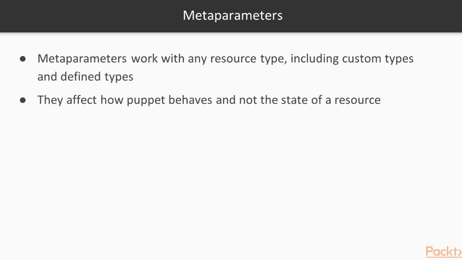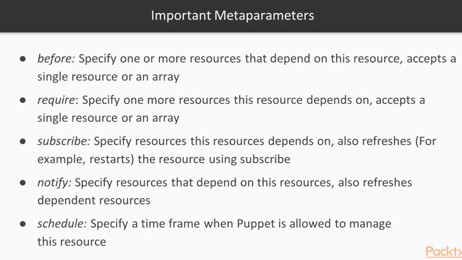So what actually are metaparameters? A metaparameter works with any resource type, including custom types and defined types. But the difference between metaparameters and normal parameters or attributes is they affect how Puppet behaves and not the state of the resource. So what are examples of important metaparameters? For example, metaparameters for resource ordering.